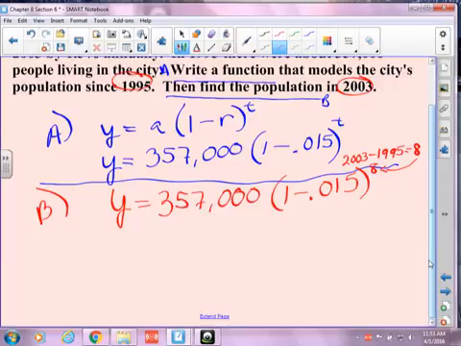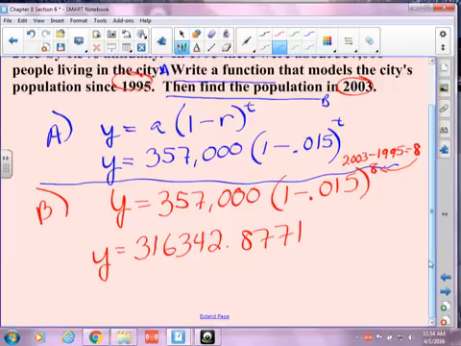Okay, so we're going to take our calculators now. I'm going to walk you through how to enter it in the calculator. This is something you might have to practice. So I'm going to take 1. I'm going to subtract 0.015 equals. Okay, and then I'm going to hit the caret key or the exponent key. I'm going to put in 8. I'm going to hit equals. And then I'm going to multiply it by 357,000. And I get y equals 316,342.8771.